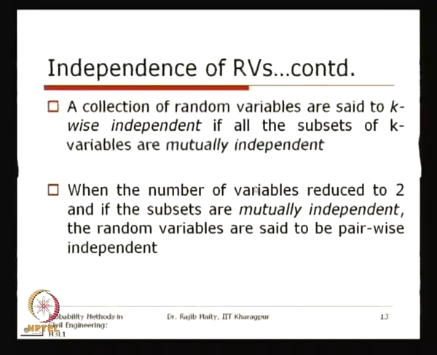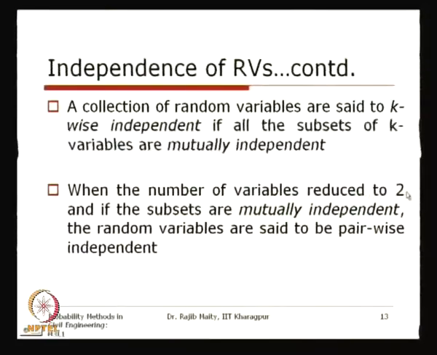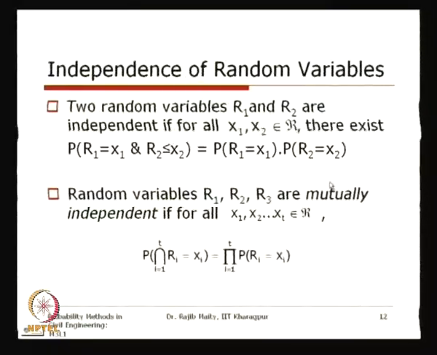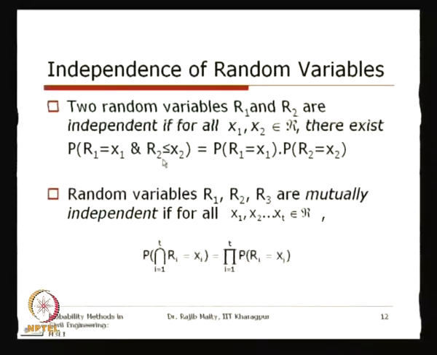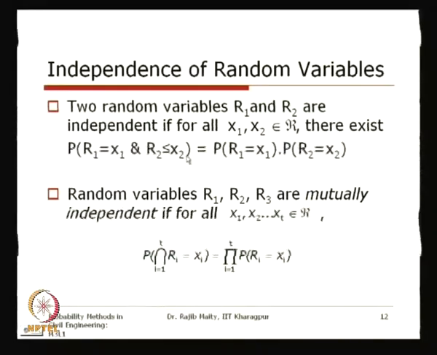So what is happening? Out of n random variables, I am picking only 2 random variables at random. One small correction here: where it was written R2 is less than or equal to x2, it should be R2 equals x2.